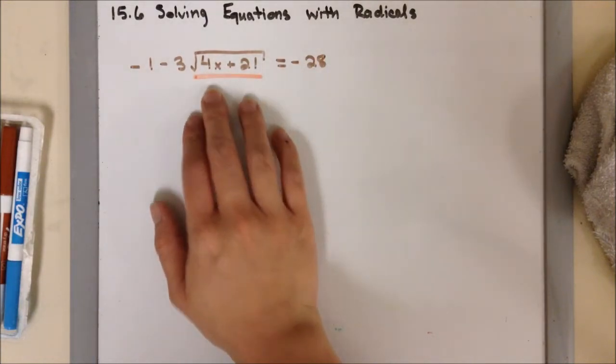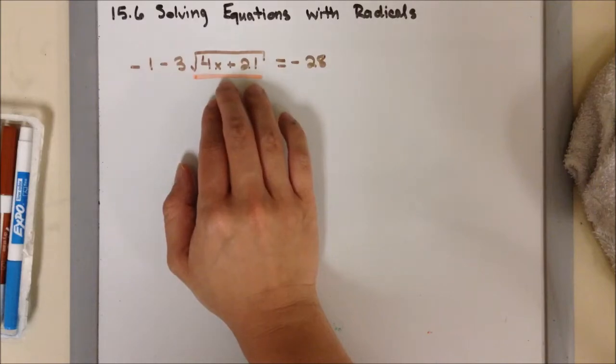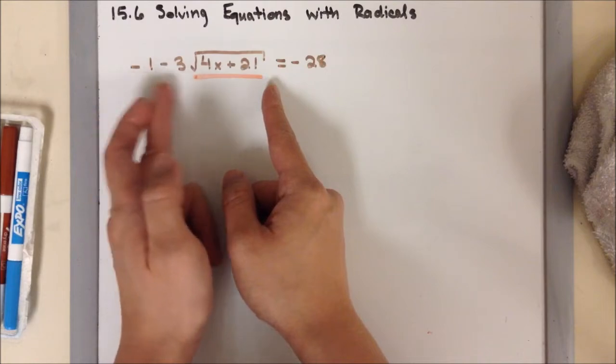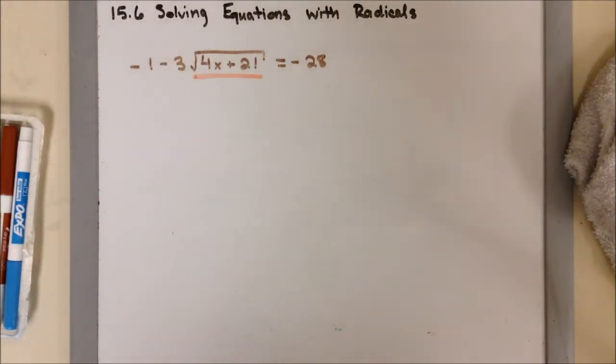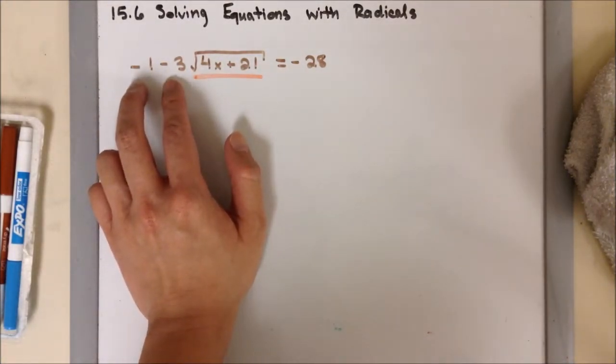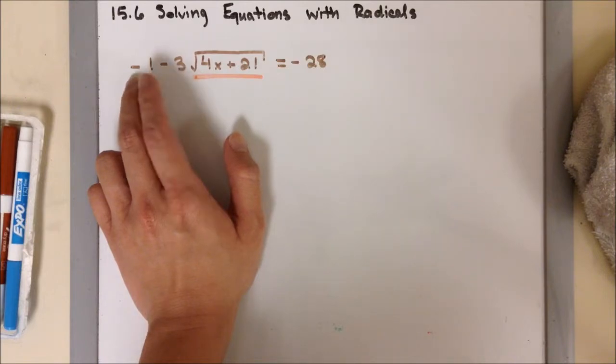So again, make sure to know that the 4x plus 21 is inside the square root. So essentially we want to get this alone on the left side. I need to get rid of these two numbers. One thing you need to know is the distinction between the -1 and the -3. The -3 is directly in front of the square root, meaning that it's multiplying the square root, whereas the -1 is simply in front of the -3.